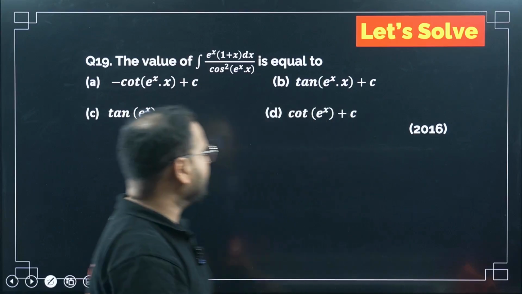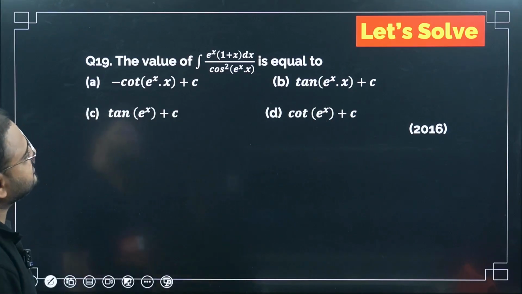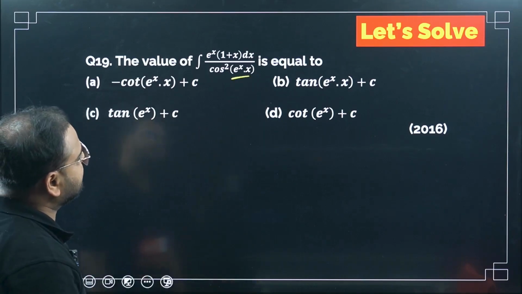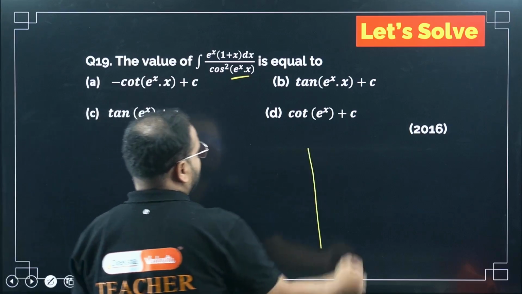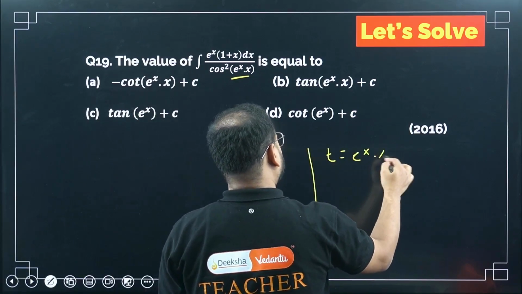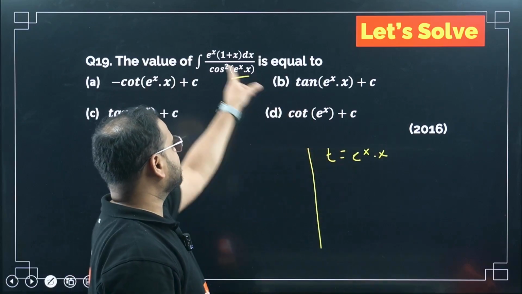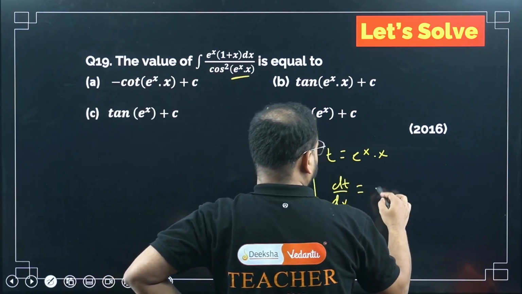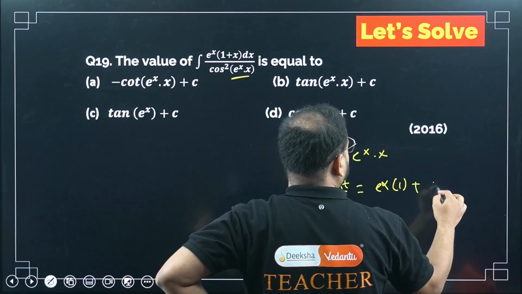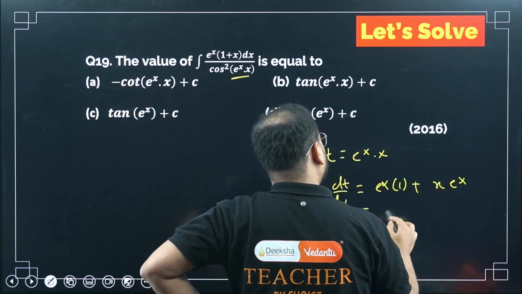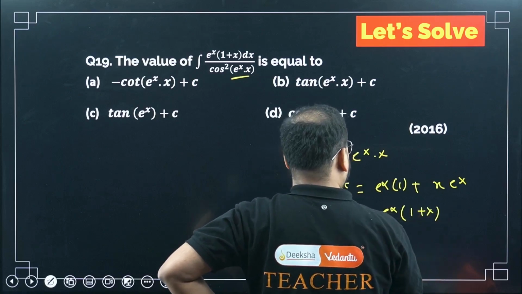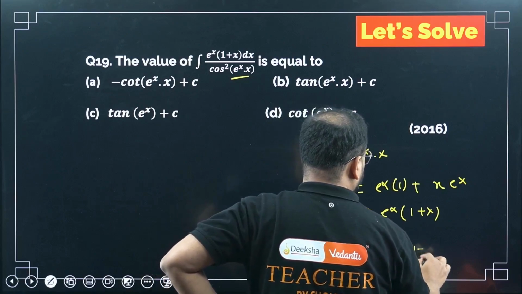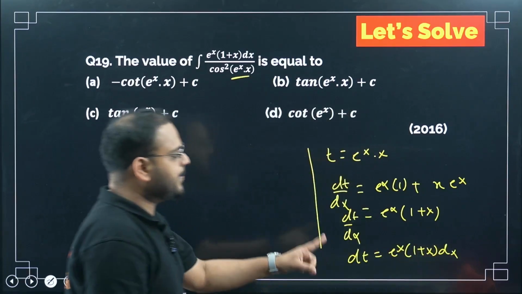Okay, chaliye. Question number 19. e power x times (1 plus x), cos square of e power x times x is there. Do one thing, take the substitution t equals e power x times x. Why, sir? Because I can use the product rule and this will give me the numerator. That's why. dt by dx will be equal to what? e power x as it is, times 1 plus x as it is, plus e power x. Take e power x common, it will be e power x times (1 plus x). This was simply dt by dx. What is my dt? My dt is nothing but e power x (1 plus x) dx.